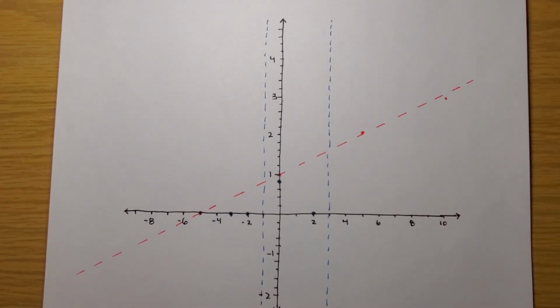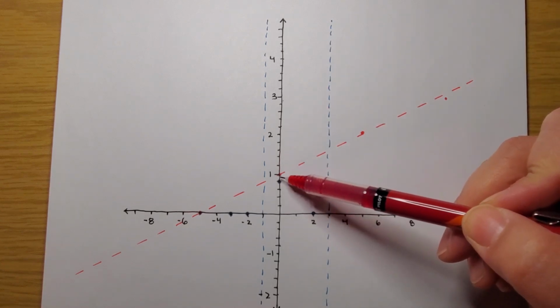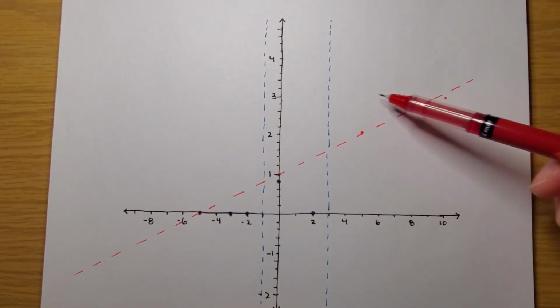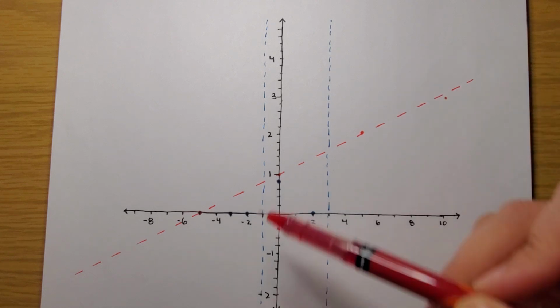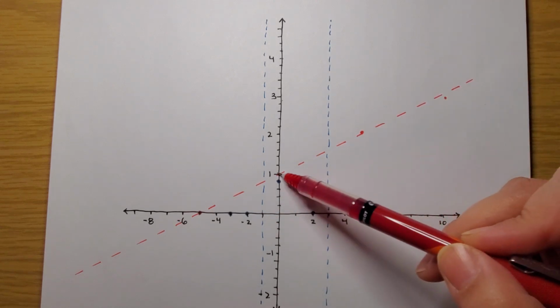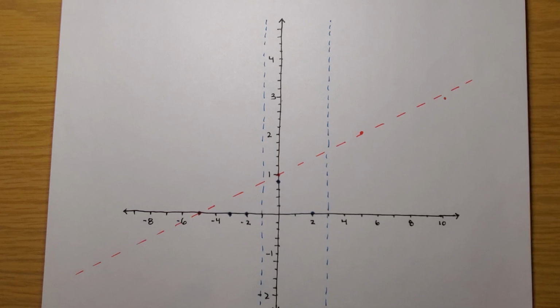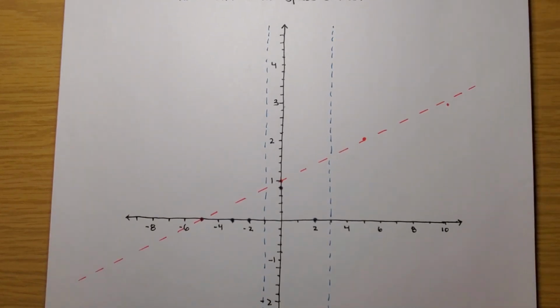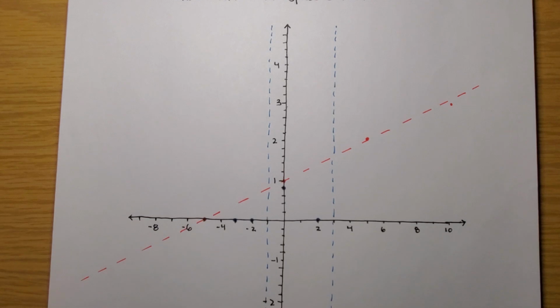So again, since the slope was 1/5, I started at the y-intercept. I went up 1 to the right 5, up 1 to the right 5, or you can go down 1 to the left 5, and so on. All right, so that is the set of points that we have in our asymptotes. Now we have to use these to guide us.